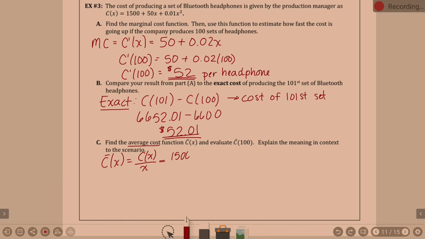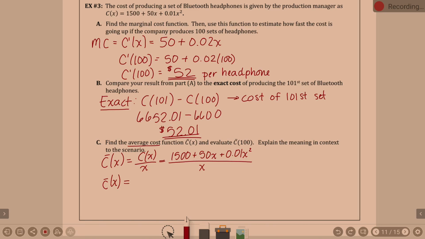C of X. I'm not putting in a number yet. Oh, the equation. C of X is that equation, yes? Yeah. 1500 plus 50x plus 0.01x squared, all divided by x. Now, could that be cleaned up a little bit? It can.